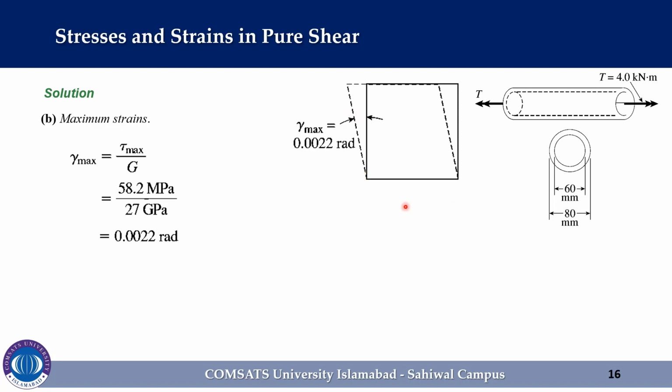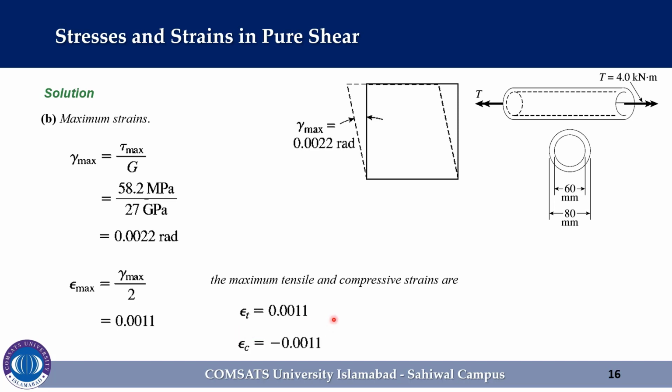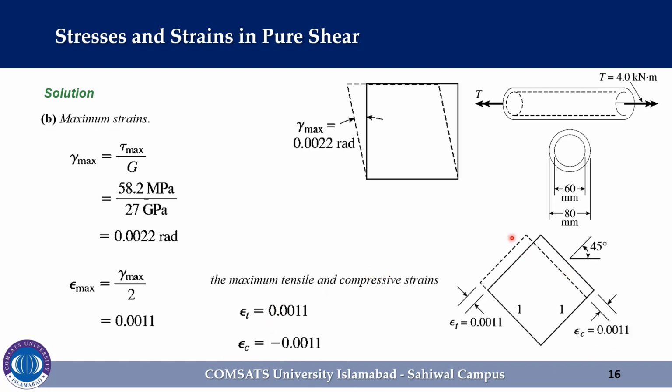The magnitude of the maximum normal strain can be found from the relation: maximum normal strain is equal to maximum shear strain divided by 2. Maximum shear strain is 0.0022 radian, so the maximum normal strain will be 0.0011. Thus the maximum tensile and compressive strains are 0.0011 and minus 0.0011 respectively. The deformed element is shown by the dashed line in the figure for an element with sides of unit length.